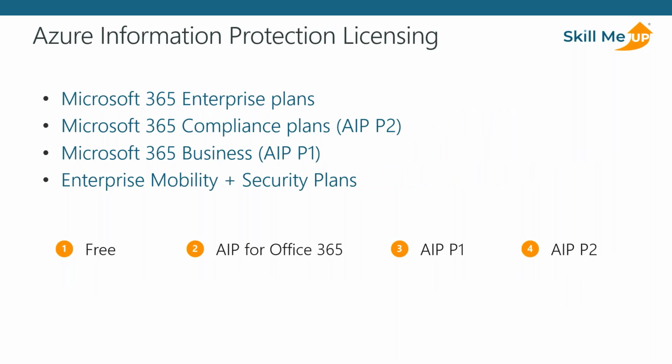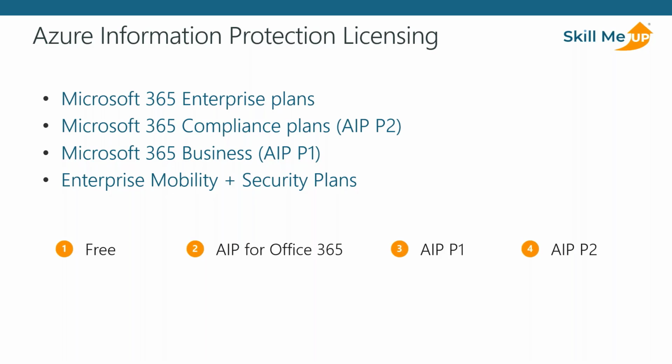From a licensing perspective, you do need to license the information protection. It's included in the Microsoft 365 enterprise plans. There's also compliance plans, also 365 business plans, as well as inside the enterprise mobility and security plans. There is a free service, the self-service subscription for users in an organization. For example, if you've been sent a sensitive information that's been protected by AIP, then the end user can effectively utilize that. It doesn't have to be managed by IT.